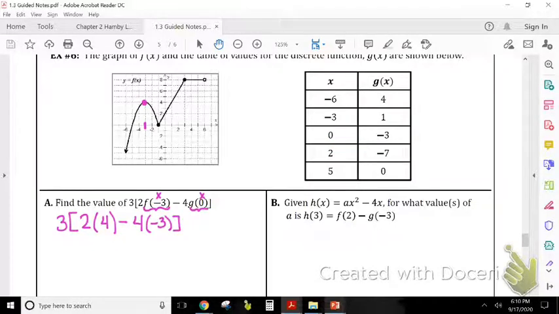And then we just need to simplify. So we got 3 times, 2 times 4 is 8. Negative 4 times negative 3 is positive 12. 3 times 8 plus 12 is 20, which gives us 60.